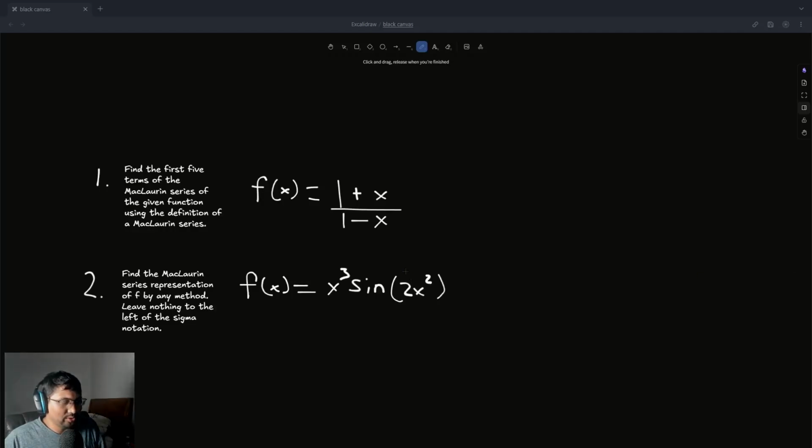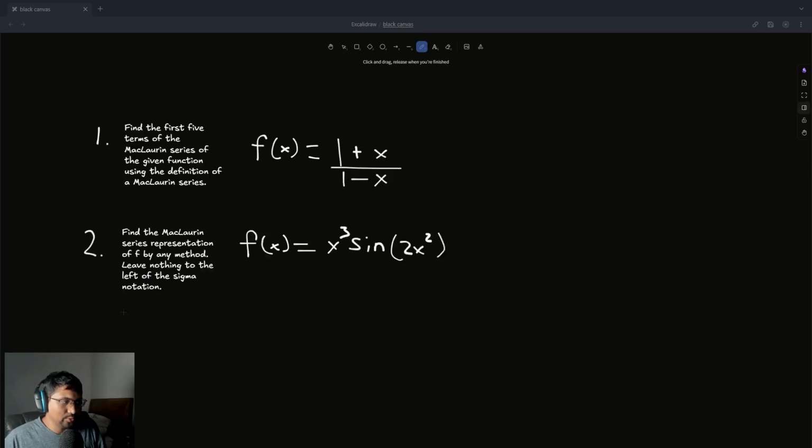So in this video, we'll be going over two problems that I think are pretty good tests of your understanding of how to generate a Maclaurin series using the Taylor series coefficient sequence. We'll go over this first one, which will just ask us to find the first 5 terms. It won't ask us to actually produce the representation of the given series, but I'll still do it just for good measure. And then the second one will ask us to find the Maclaurin series representation of f by any method. And then we would want to, of course, also simplify that so that there's nothing left to the sigma notation, to fully clean everything up and show we have good understanding of what's going on.